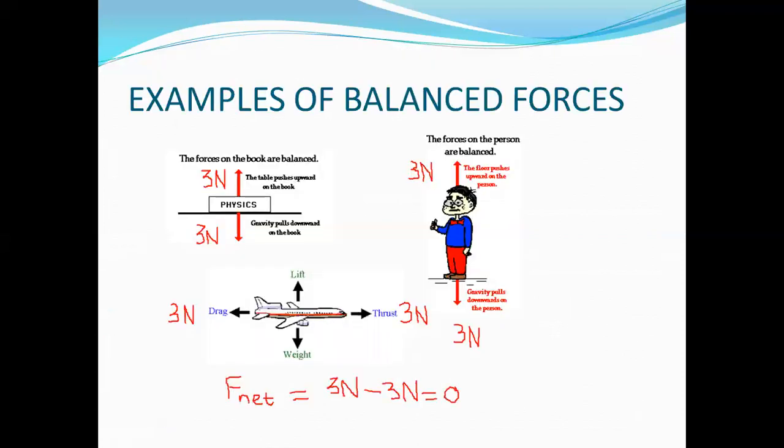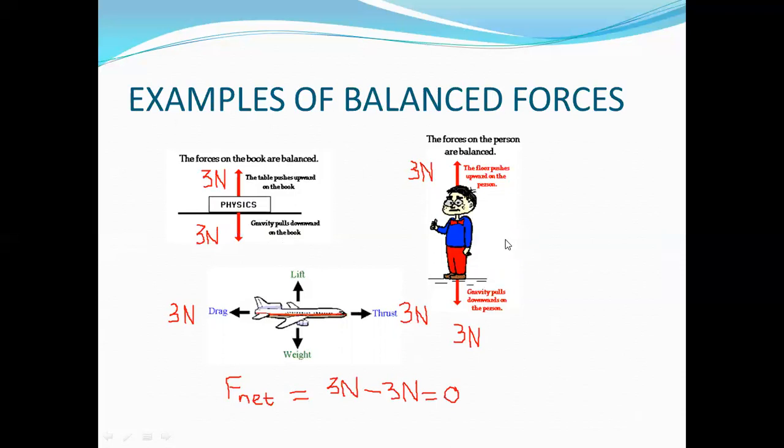These are the examples of balanced forces. A book is at rest on a table. Over here, two forces are acting. One is the weight of the book acting in the downward direction on the table. That is the action. The other is the reaction force, that is the force exerted by the table on the book in the upward direction. They are balanced because their magnitude is the same and they act in opposite directions.